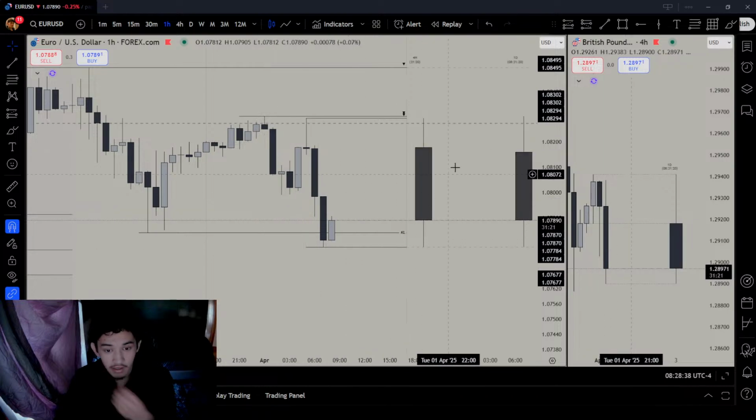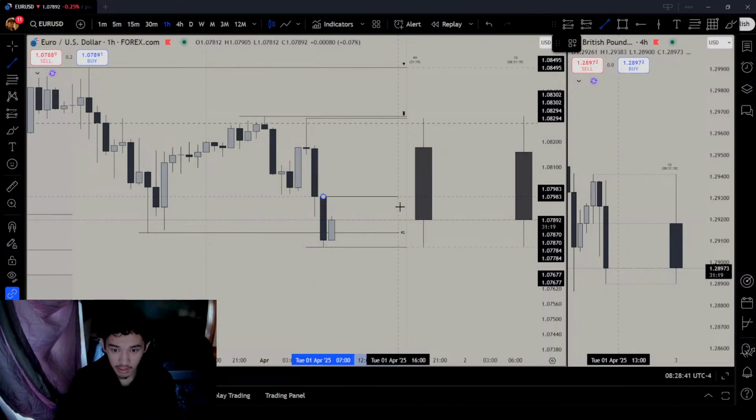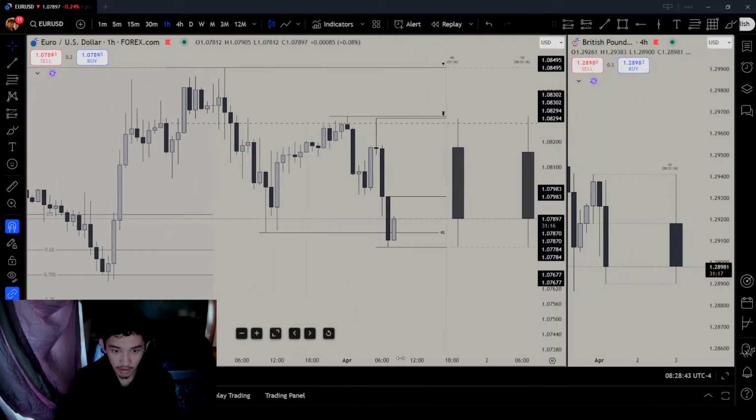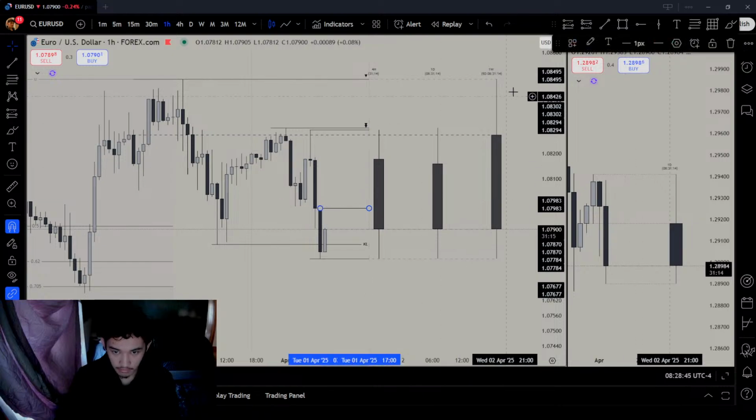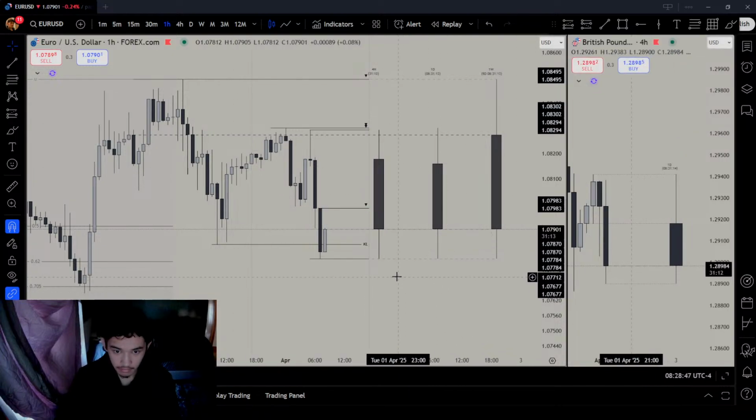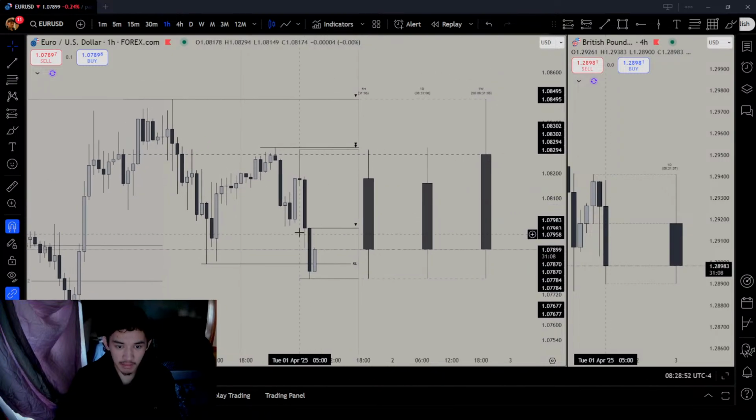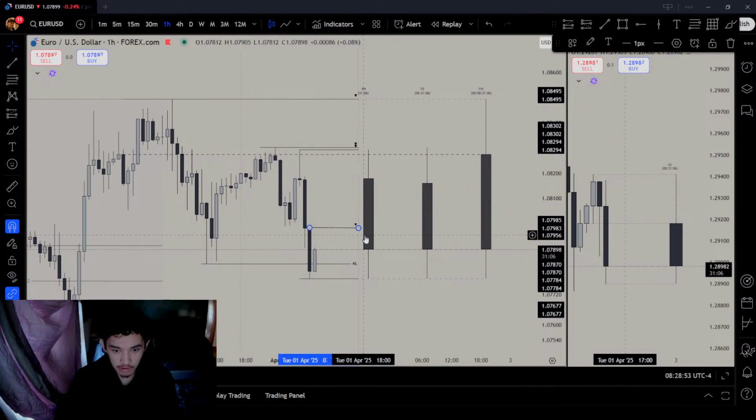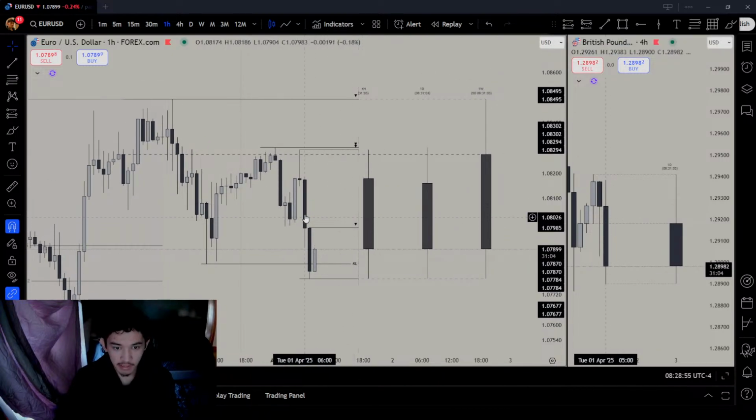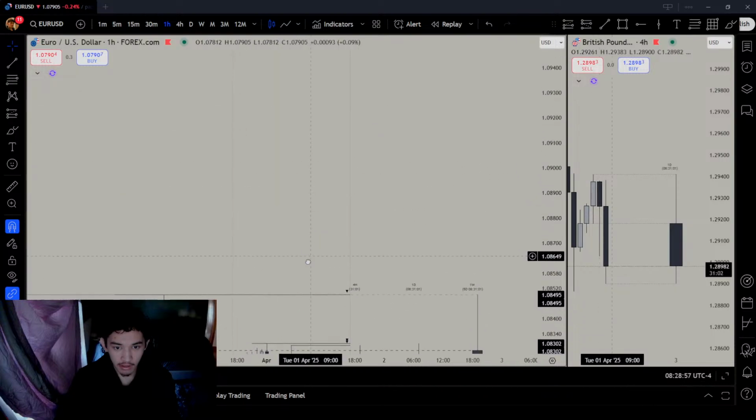But yeah, I'm looking for an advanced entry as well. I'm looking to enter out of this hourly CRT as well right over here. So yeah, take profit is gonna be first TP, second TP, third, fourth.